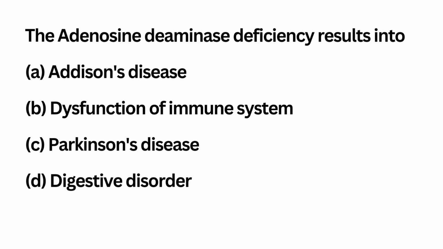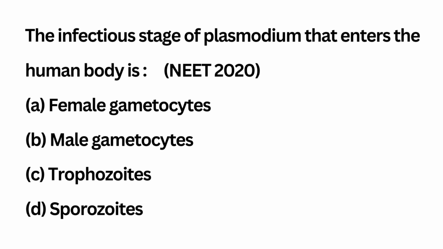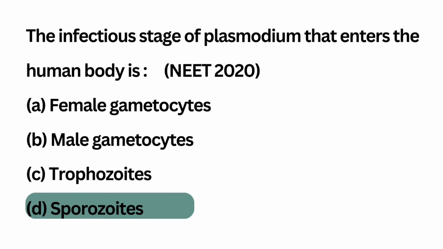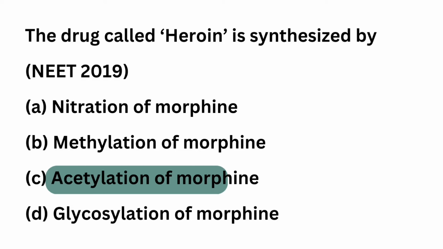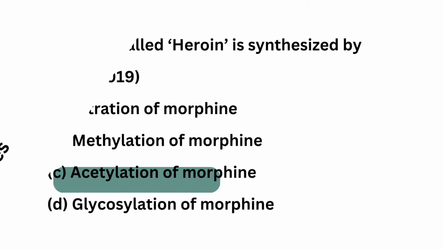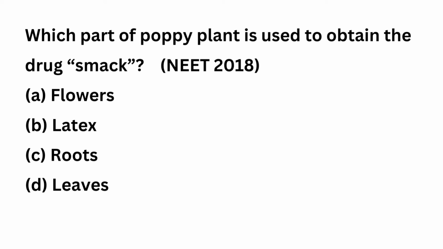Adenosine deaminase deficiency results in? Correct option B. The infectious stage of Plasmodium that enters the human body is? Correct option D. The drug called heroin is synthesized by? Correct option C. Which part of the poppy plant is used to obtain the drug smack? Correct option B.